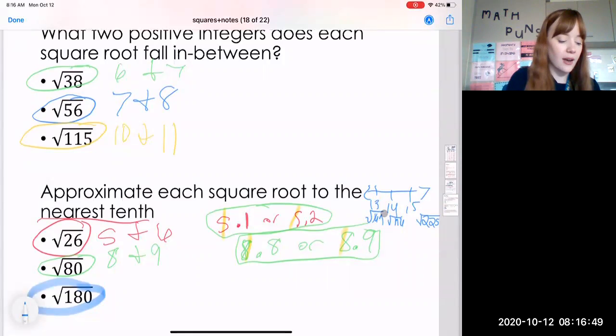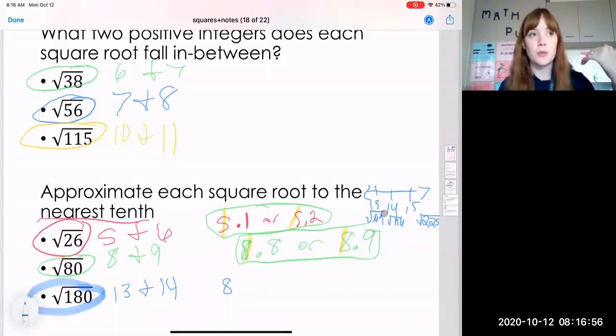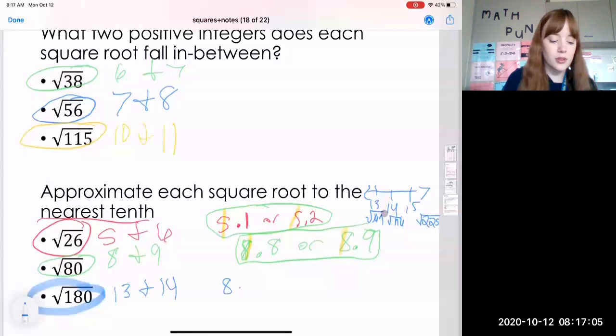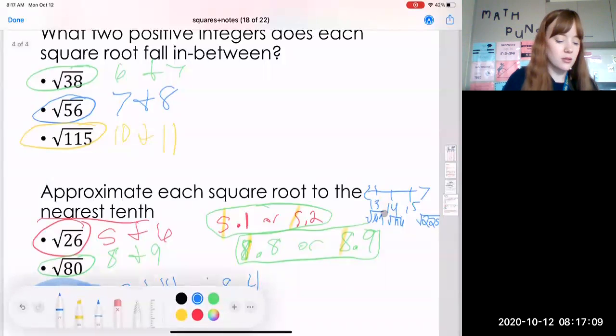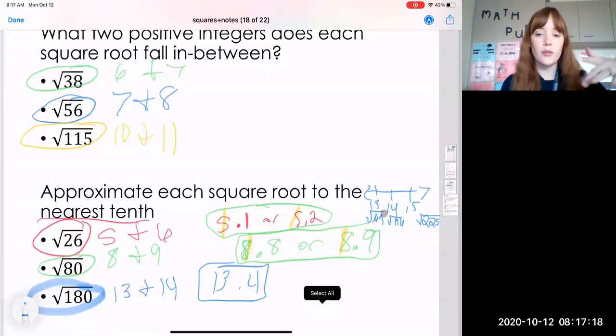So it's in between 13 and 14. This is where we would have like a middle decimal point, somewhere between 13.4, 13.5, and 13.6. Because it's a little bit closer to the 13, I would lean more towards the 13.4. So it falls a little bit closer, so we lean to the 13.4.